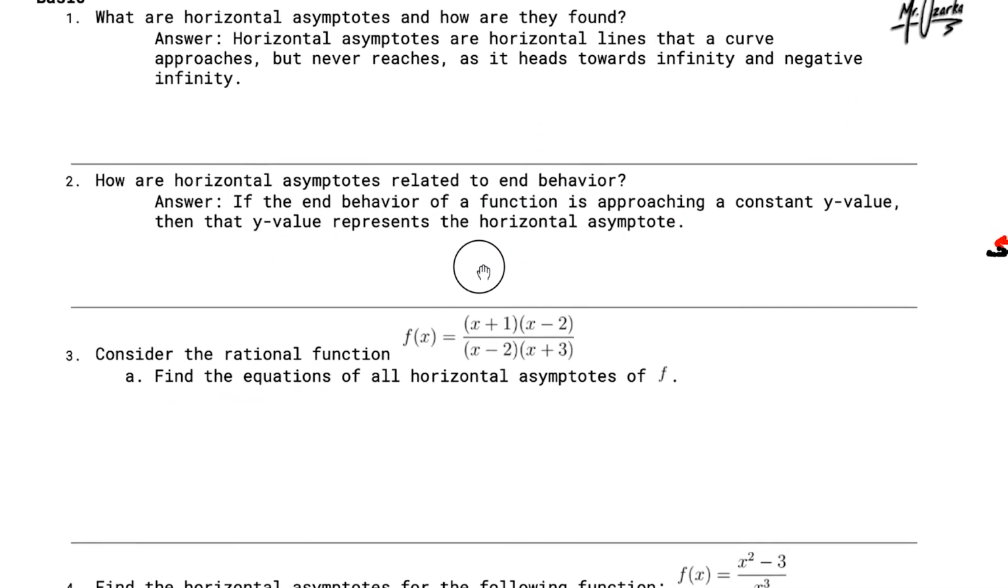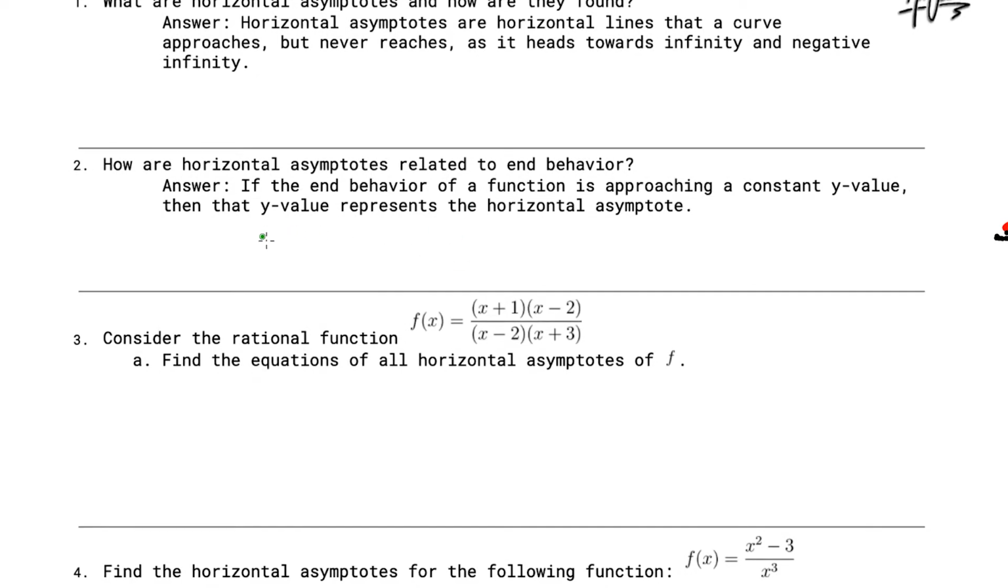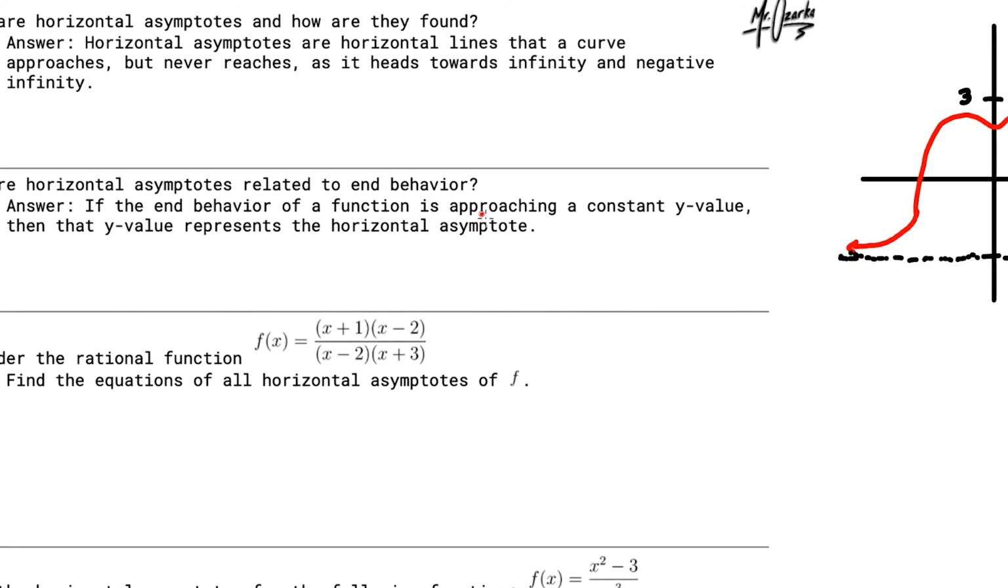All right, number 2, it says, how are horizontal asymptotes related to end behavior? And then I wrote the answer in here already. It says, if the end behavior of a function is approaching a constant y value, then the y value represents the horizontal asymptote. If you notice, it does say approaching here. Okay, that is a key word. It's not actually equal to a constant value. It's just approaching. It's getting infinitesimally closer to a constant value.